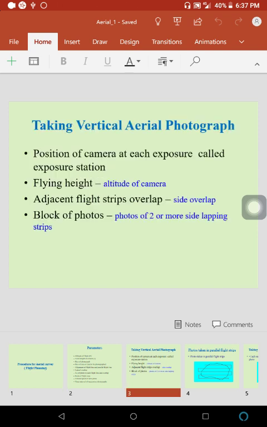So how the vertical photograph is taken, you are already aware of that. The position of the camera during the exposure is called an exposure station. This is the point in air or space. Then the height at which the aircraft is flying defines the flying height, that is the altitude at which the lens of the camera is mounted. Then the side overlap, adjacent flight strips, then the block of photos of two or more side lapping strips.